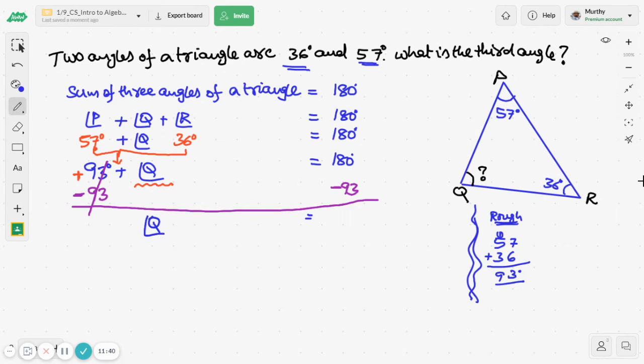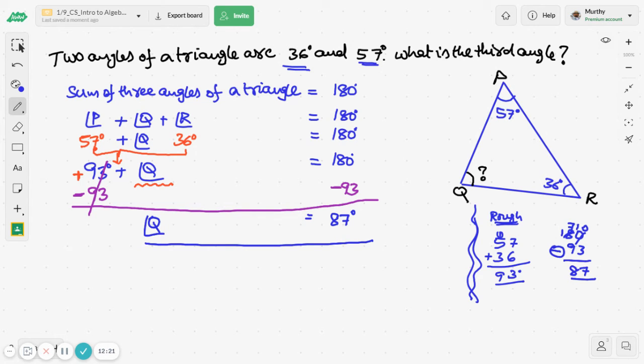So angle q equals 180 take away 93. I'm doing this in my rough calculation area. 10 minus 3 gives me 7, then 17 minus 9. What is 17 minus 9? Okay, that's fine. So it's 87 degrees. This is how we find the missing angle.